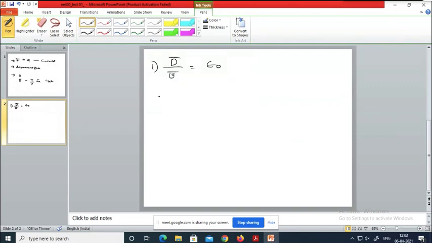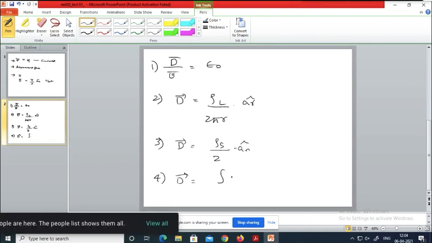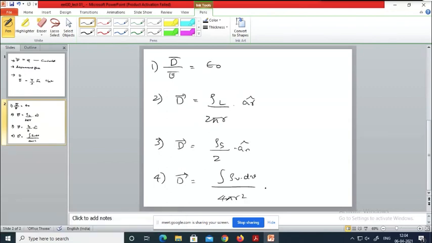Okay, and for line charge, your D is equal to rho l by 2 pi r into a r cap, and for surface charge, the flux density is given by rho s by 2 a n cap, and for volume charge, D we have discussed. It is nothing but rho v into dv divided by 4 pi r square into a r cap. So this is what we have discussed yesterday.